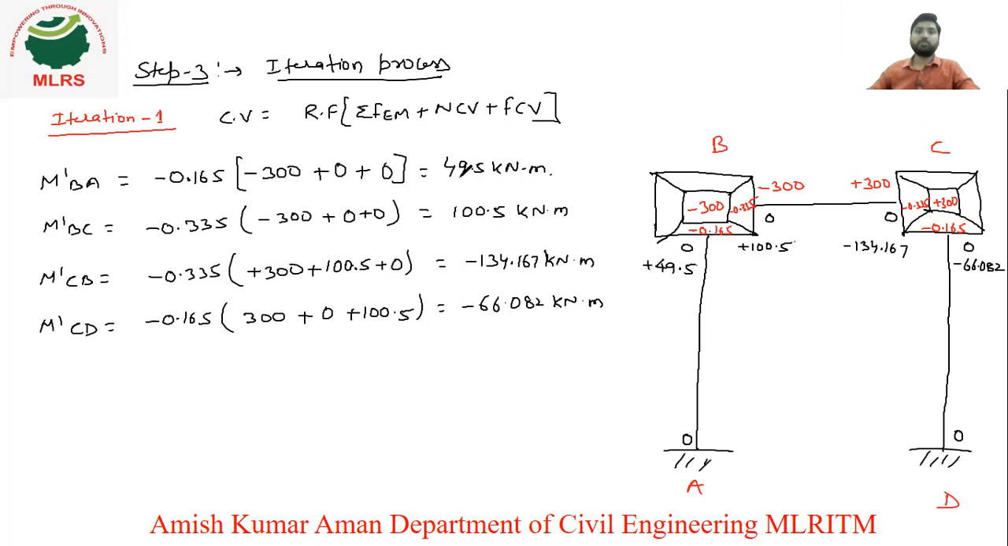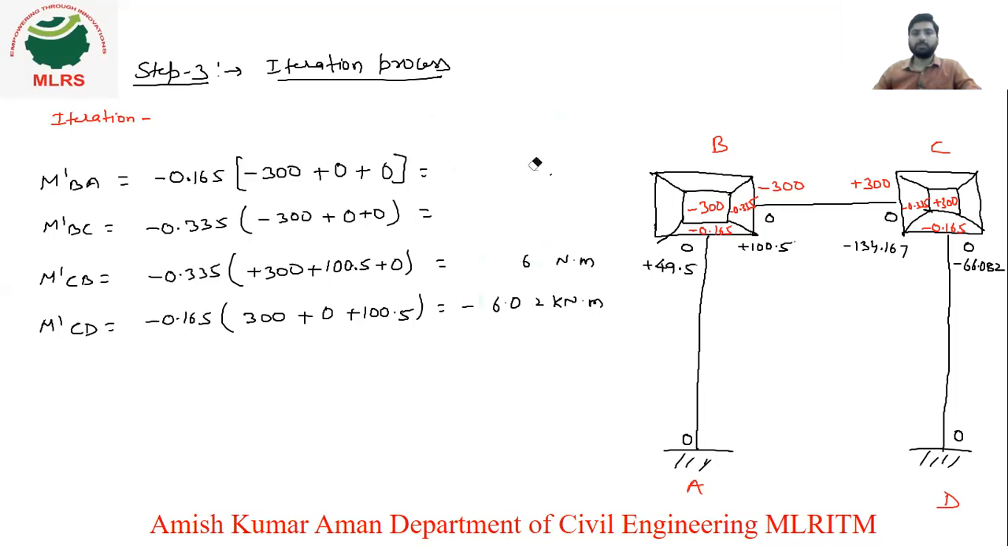Now similarly, we will go for iteration number 2. Next is our iteration number 2. Now we should remove this formula. See, if you are going for iteration number 2, only the contribution values will change. Fixed moments and rotation factor will be the same. This will not change, right? For this member, rotation factor and fixed moment will always be the same. Only the contribution values will change, because initially we had all the contribution values at 0. Now we have 49.5, 100.5, 134.167, 66.082.